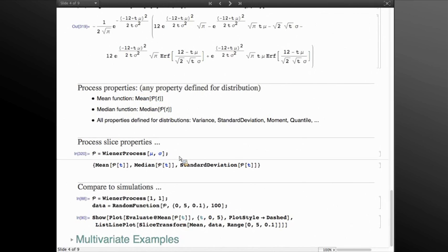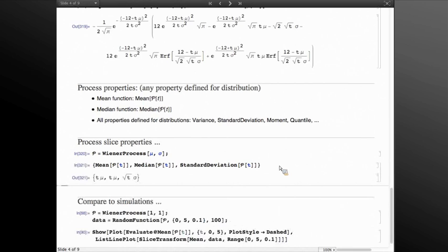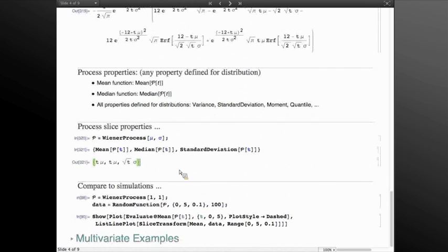So here's the mean, median, and standard deviation functions for the Wiener process, and we can see that mean and median grow linearly, and the standard deviation grows like a square root. If this was finance, we would call this volatility, but it's the standard deviation.